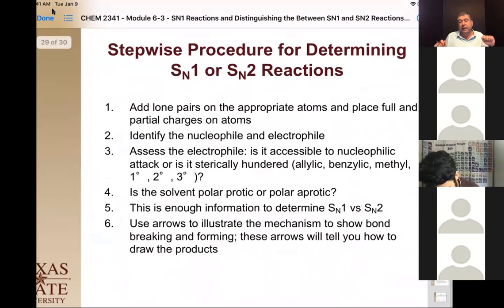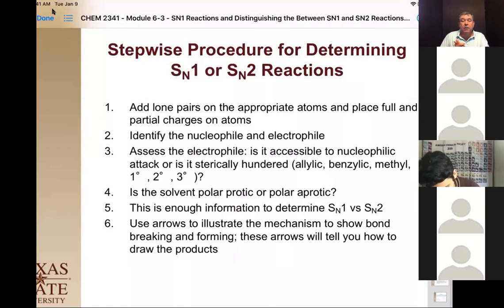Let's say you want to know how to do this. First of all, add any lone pairs to all the atoms. The reason we want to do that is we want to see where the lone pairs are, what is partially positive, and what is partially negative, and that tells us if something's going to have a reactive site or not. Next, you want to identify the nucleophile and the electrophile. The nucleophile is probably the one with the lone pairs or a negative charge. The electrophile is the one that has a polarized bond, usually making the carbon partially positive.